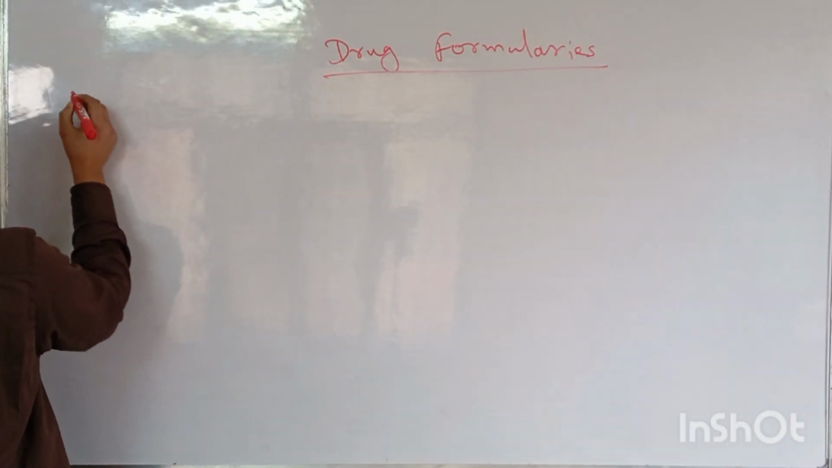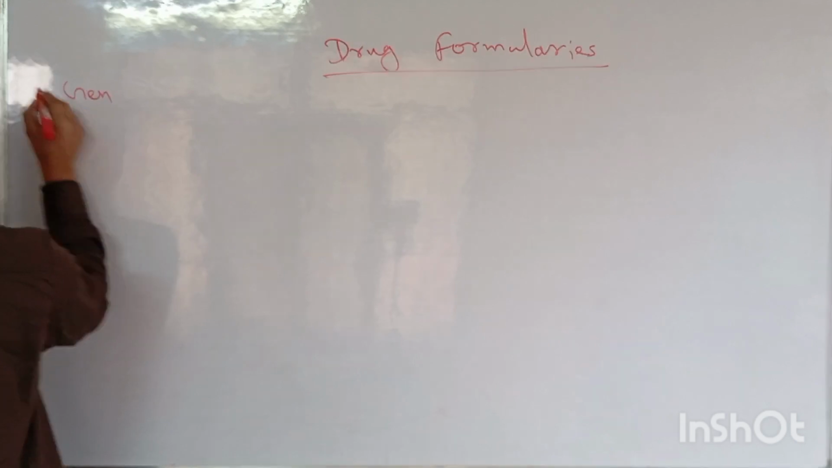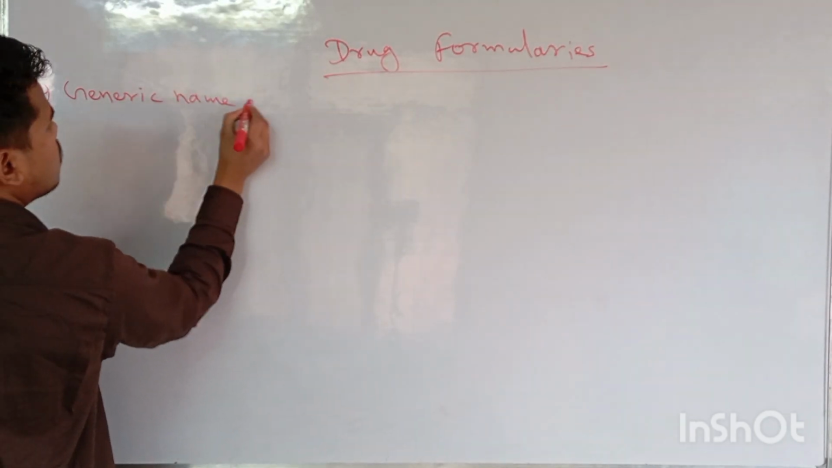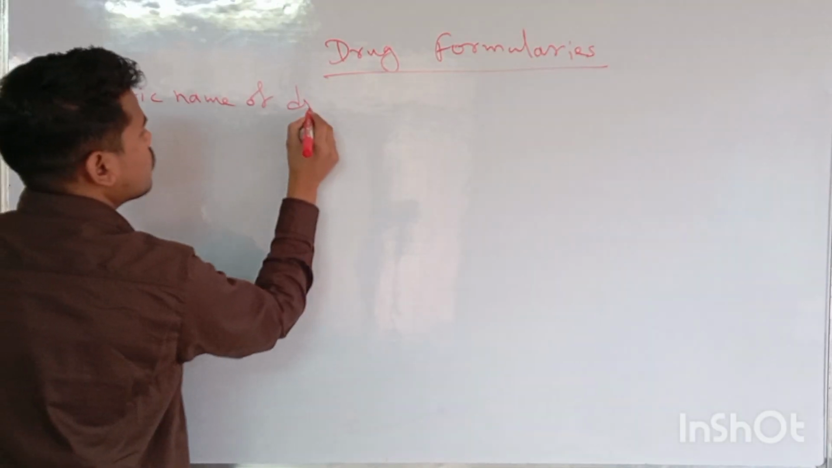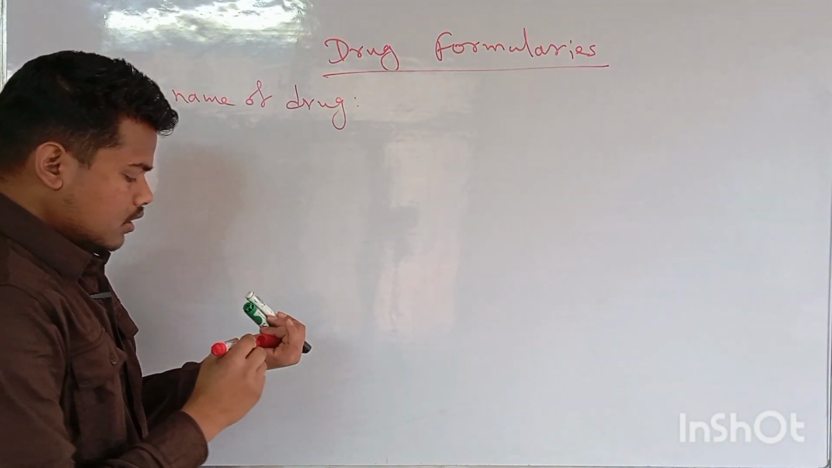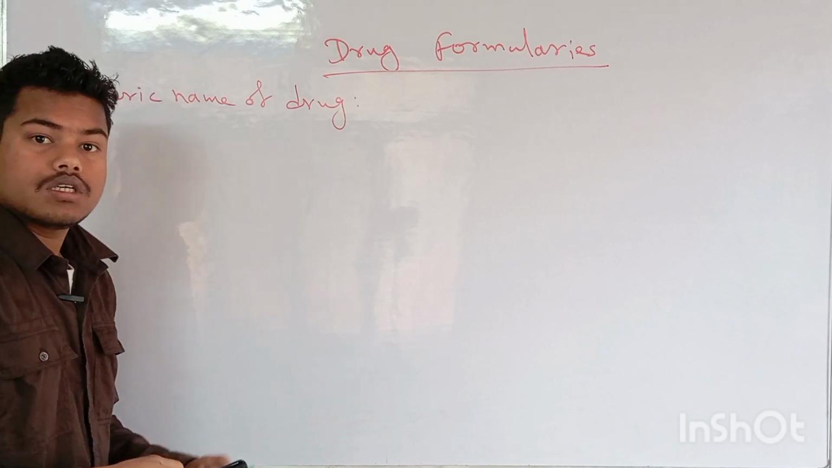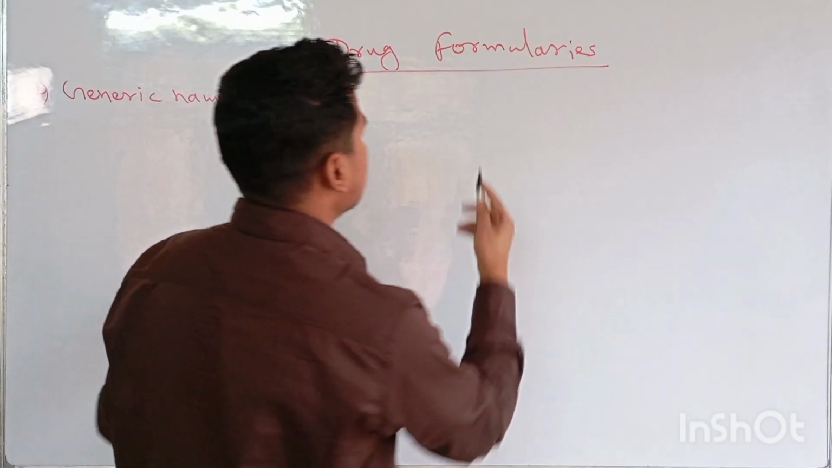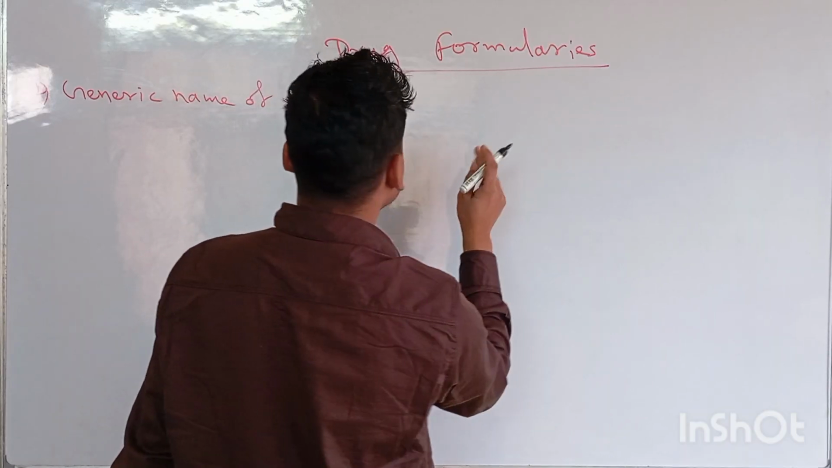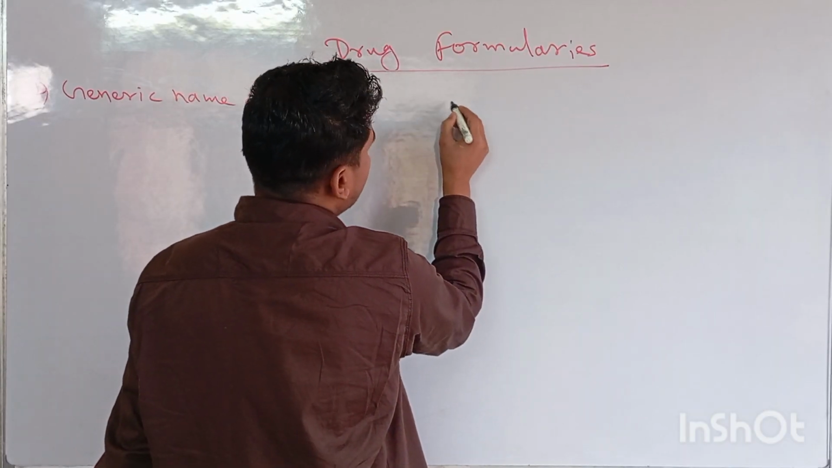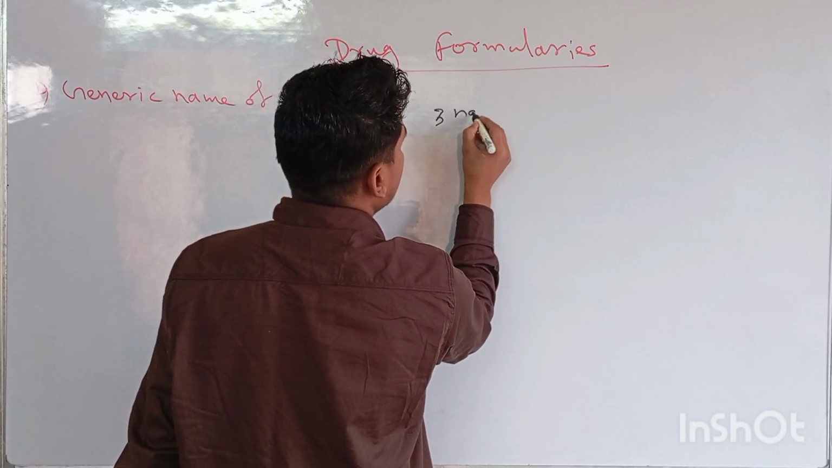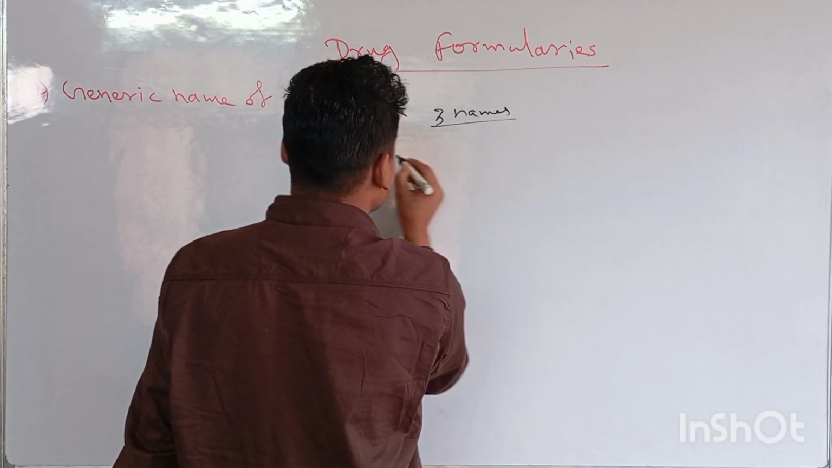So in the drug formulary, first you should write the generic name of the drug. What does it mean? I hope you know, but I want to recap shortly that for a particular drug there are three names.